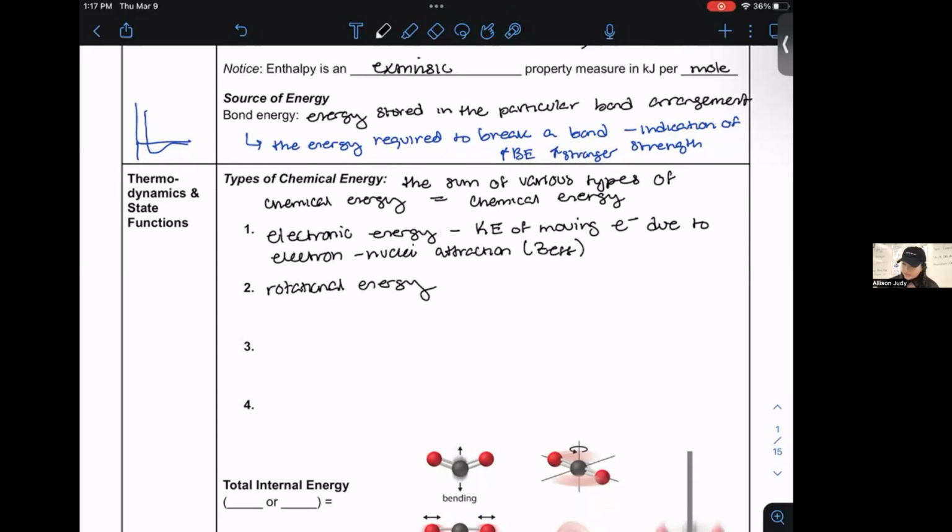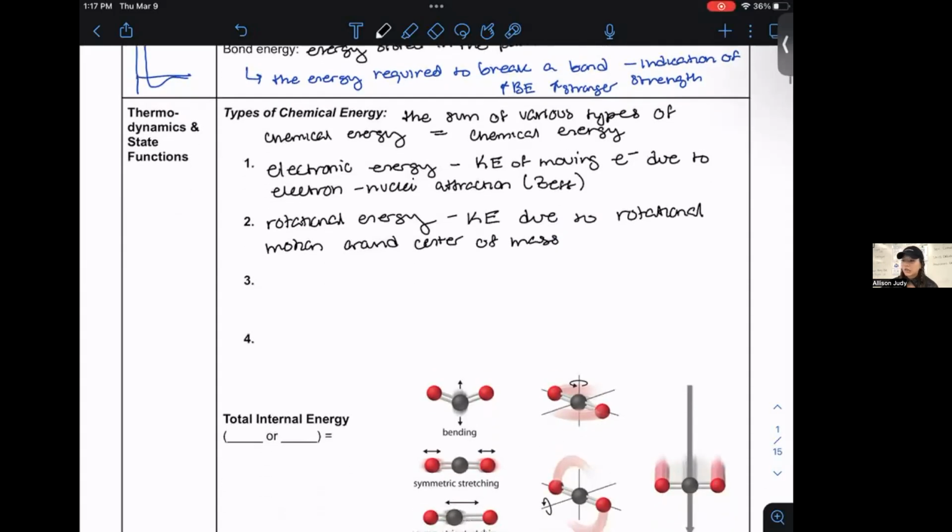Rotational energy is the result of the kinetic energy due to rotational motion around the center of mass. That could be relative to the individual atom itself or the entire molecule. This is very physics for me. Don't ask me any more questions. I'm just telling you what you need to know.